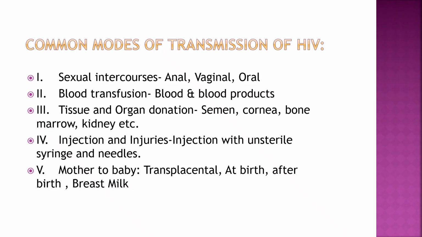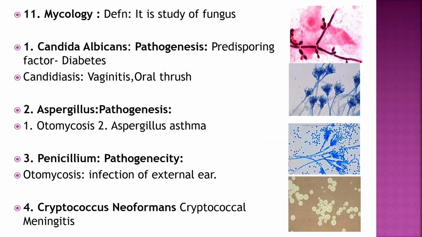Then contaminated injections and injuries may cause AIDS. So disposable syringes and needles should be used to prevent transmission of HIV. Then mother to baby. In this, the mother should be screened for HIV and then it is decided which type of delivery is to be done for the baby. So the common modes of transmission of HIV we should know to prevent it.